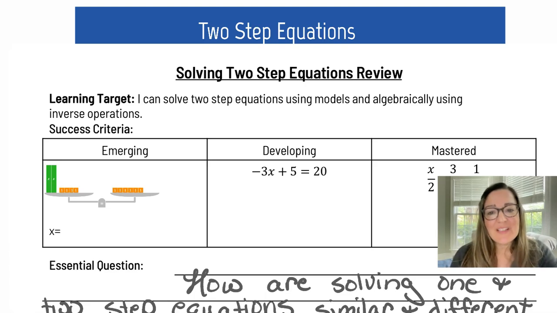Hello. Today we're going to be solving two-step equations. And your essential question is, how are solving one and two-step equations similar and different from solving one-step equations? Go ahead and write that down and we'll get going.